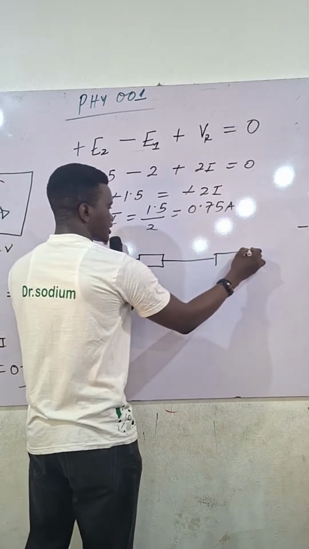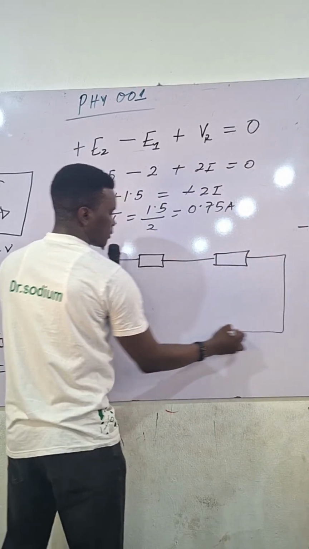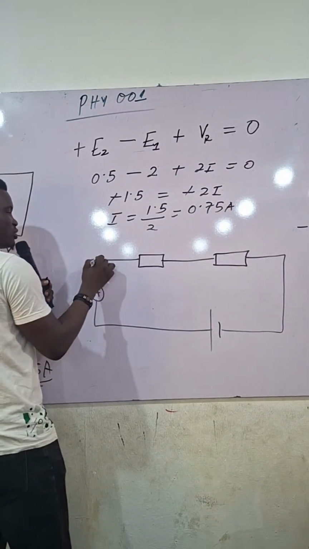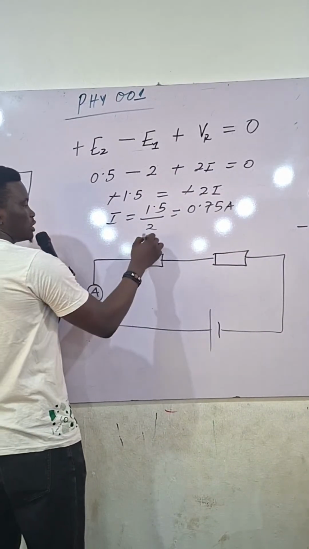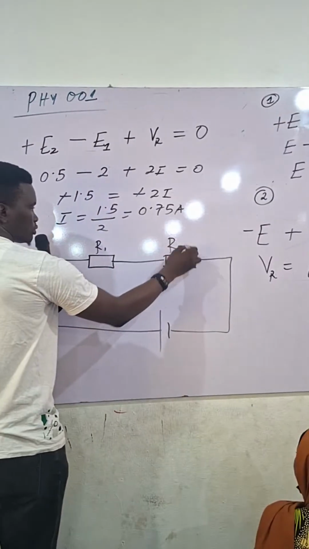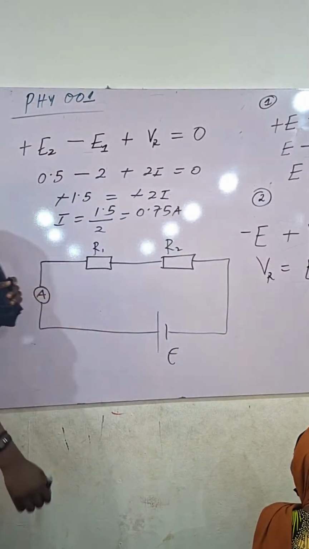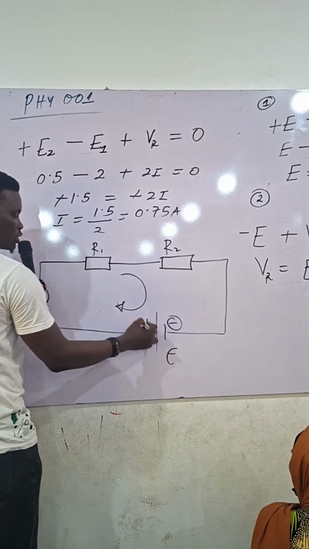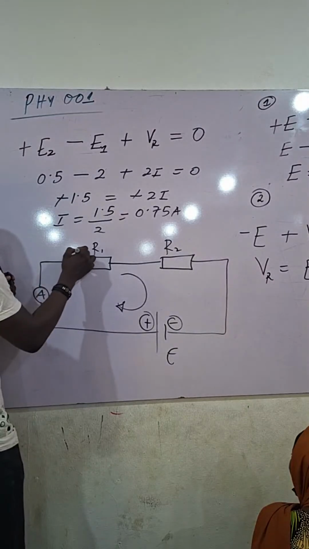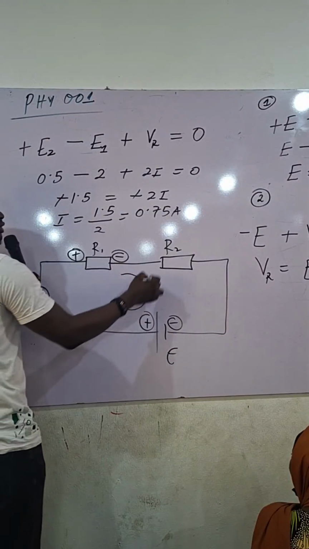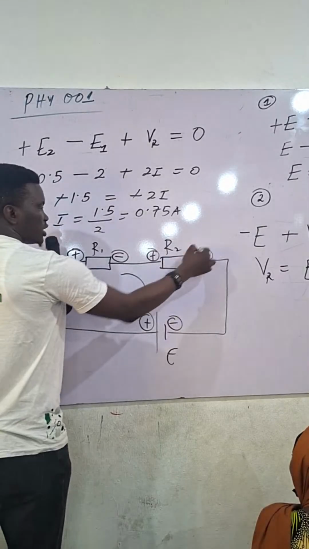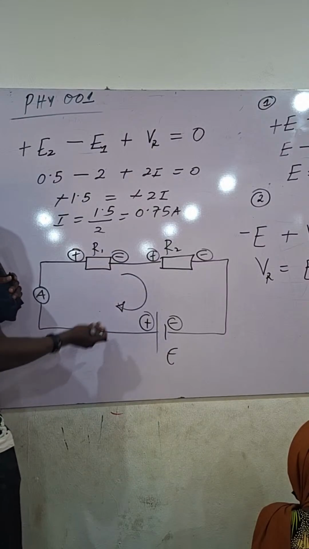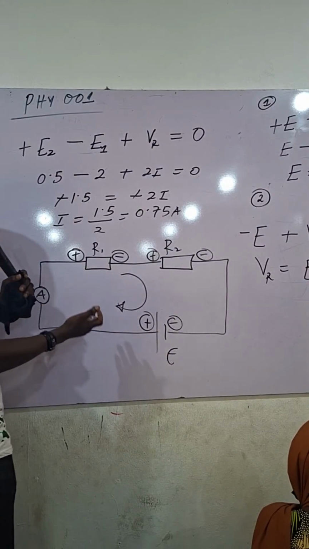If I have this, all these ones are things you can do normally. R1, R2, E. So if I take my loop this way, this is going to be negative, this is going to be positive, this is going to be positive, this is going to be negative, this is going to be positive, this is going to be negative. This is the one that determines. Then if I want to do my Kirchhoff's law, what would that be?